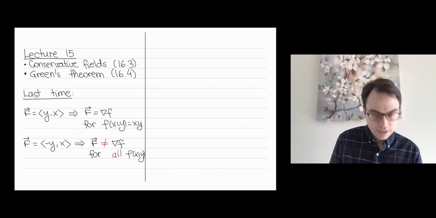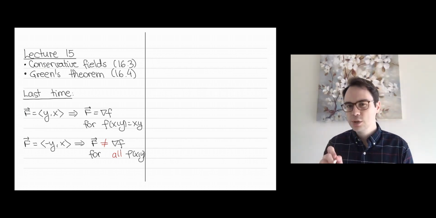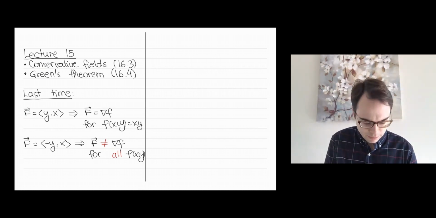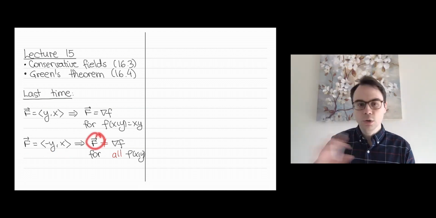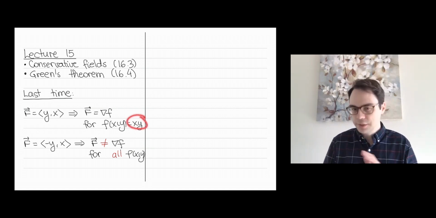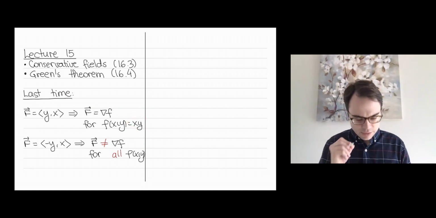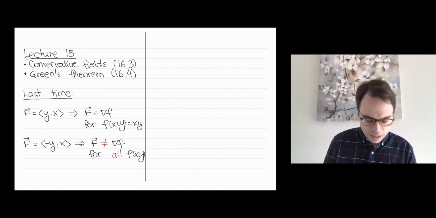But on the other hand, it turns out that if I just put a minus sign in there, just change the vector field a little bit by that minus sign, then the vector field is no longer the gradient of any function. It's not the gradient of x times y, and it's not the gradient of any other function. And the way I know this is by this arcane looking method.